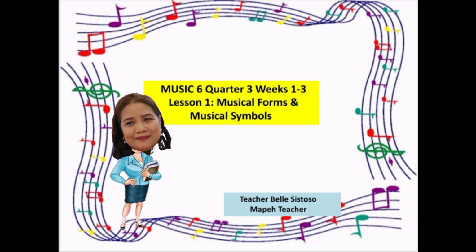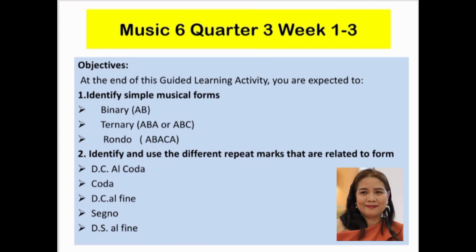Our lesson today is in Music 6, Quarter 3, Weeks 1 to 3. It's all about musical forms and musical symbols. The objectives are, at the end of this guided learning activity, you are expected to identify simple musical forms and identify and use the different repeat marks that are related to form.